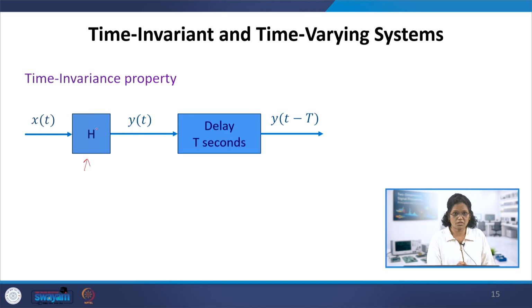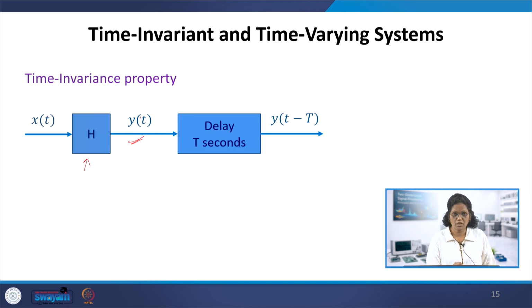The system operator is H. H is the operator performing the given task, and H acting on x of t gives an output y of t. So this is a continuous time system. X of t is the input, H acts on x of t and gives an output y of t. Then we delay this y of t, right shifting it for some time units, T seconds. Then the output would be y of t minus T.